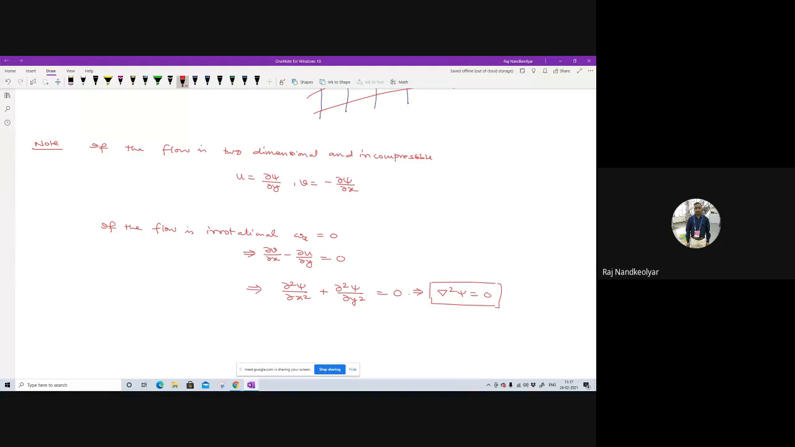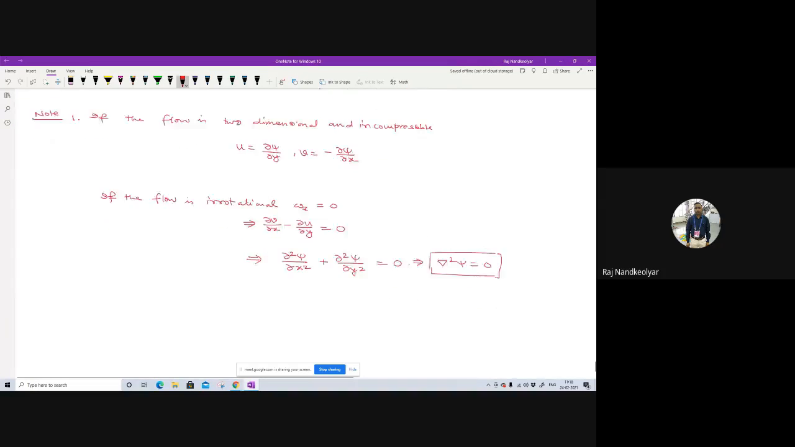सो इट मींस व्हाट कि अगर फ्लो जो है वो टू डायमेंशनल और इनकम्प्रेसिबल है और फर्दर इट इज आल्सो इरोटेशनल, सो टू डायमेंशनल, इनकम्प्रेसिबल एंड इरोटेशनल फ्लो में जो स्ट्रीम फंक्शन है वो लैप्लास इक्वेशन को सेटिस्फाई करता है. आई होप इट इज क्लियर टू एवरीवन. एनी डाउट? ठीक है ना? So this is actually your one point.